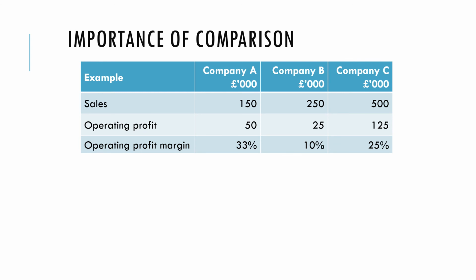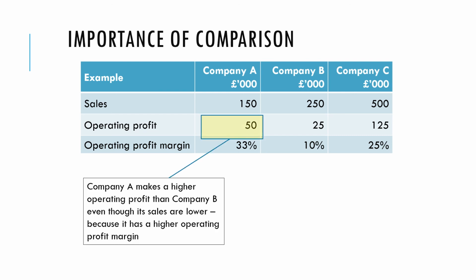Now these margins are very useful because they help us to compare businesses. So for example, in this table here we have company A, B and C, we have sales, profit, and we also have operating profit margin. Now company A makes a higher profit than company B, even though its sales are lower, and that is because they have a higher operating profit margin. Company A keeps 33% of their revenue, of their sales, as operating profit, whereas company B only keeps 10%. So even though company B is bigger and has more revenue, it doesn't perform as well in terms of profitability. It's not as successful at converting its revenue into profit.